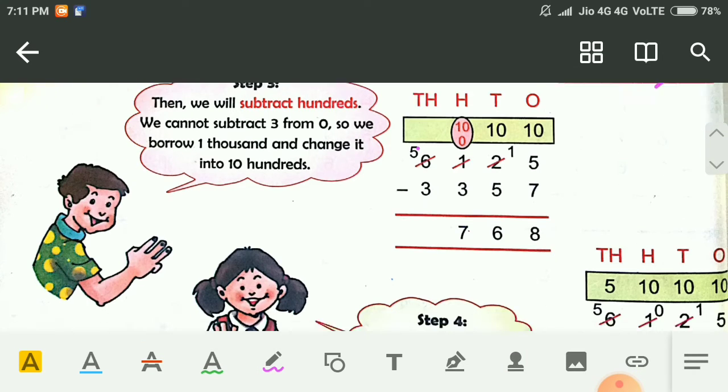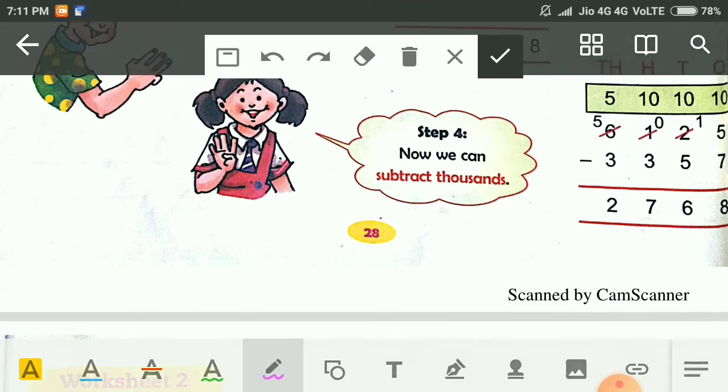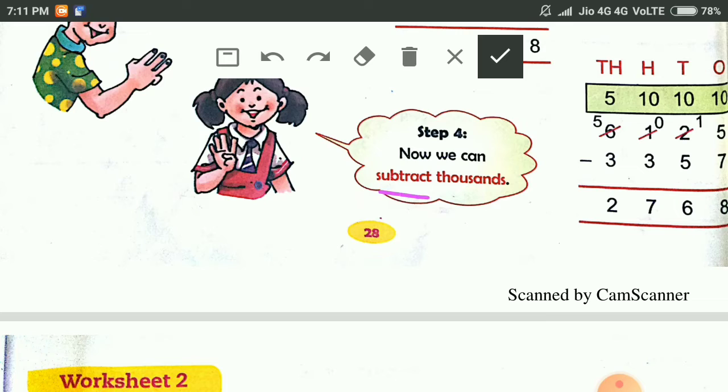Now, fourth step. Now we can subtract thousands. You can easily subtract thousands. You don't have to borrow. 5 minus 3, 2. Then this is the answer, 2768, by subtracting 3,357 from 6,125.